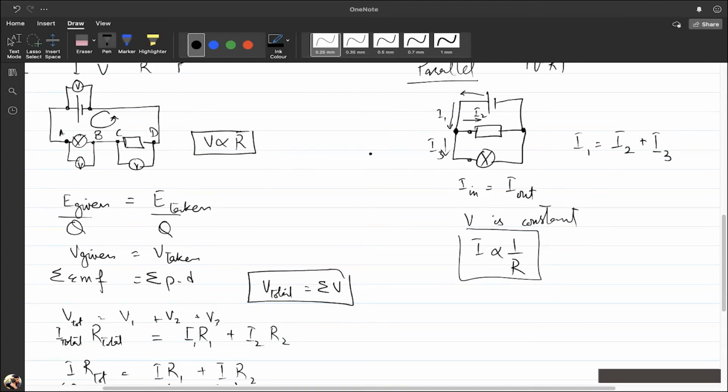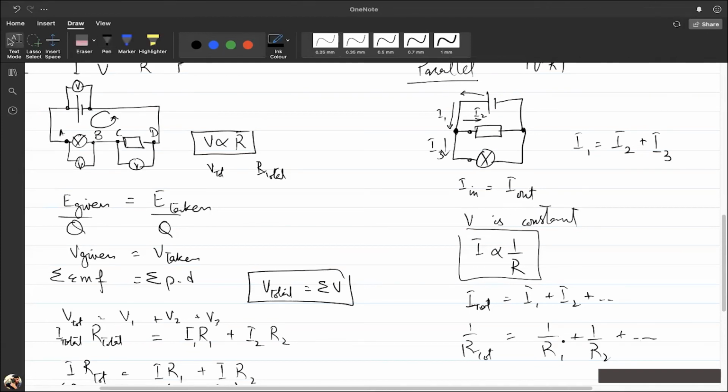What about resistance? Just like over here, we could say V total and R total were the sum of all these. Just like that, over here we'll say the same. I total is the sum of I1 plus I2 plus so on. And 1 over R total is the same as 1 over R1 plus 1 over R2 and so on. Why? Because the path that has a higher resistance gets more current. That's it. Oh, sorry, gets less current.